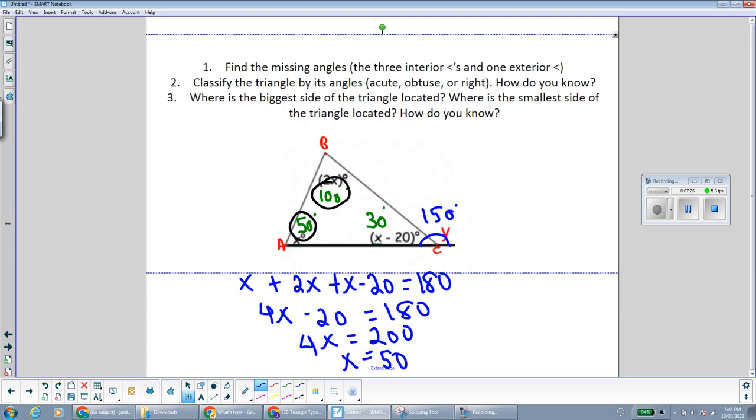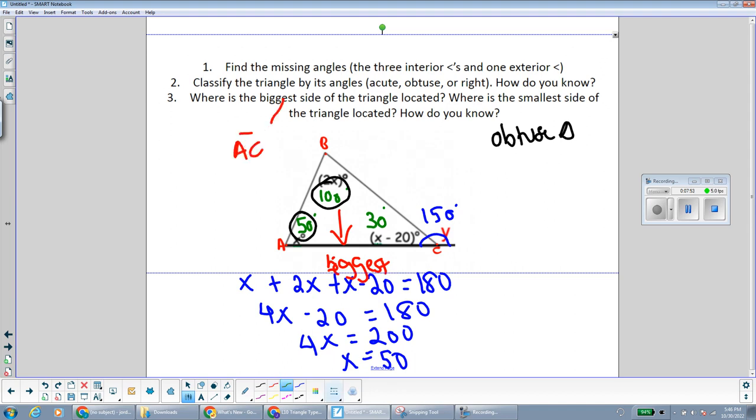So if we were going to classify the triangle by its angles, I see that one angle is an obtuse angle. So this would be an obtuse triangle because its largest angle is greater than 90 degrees. The biggest side of the triangle would be opposite from the biggest angle. So opposite from the 100-degree angle is side AC. So that would be the biggest side. And I'm going to write here that's side AC.